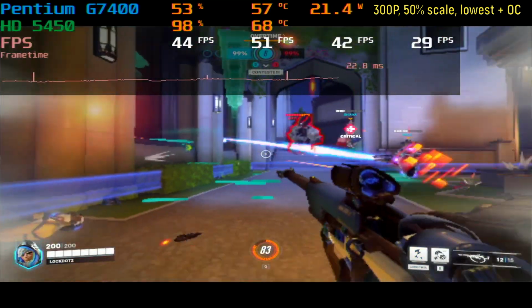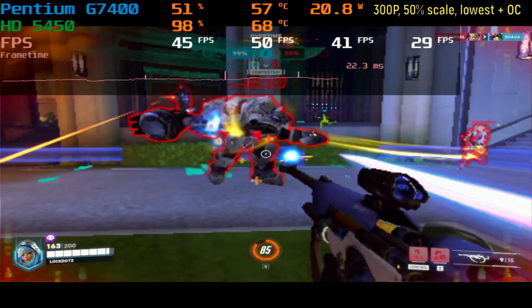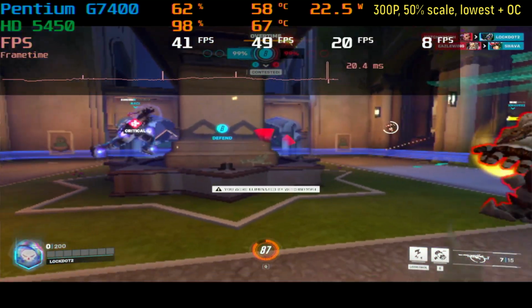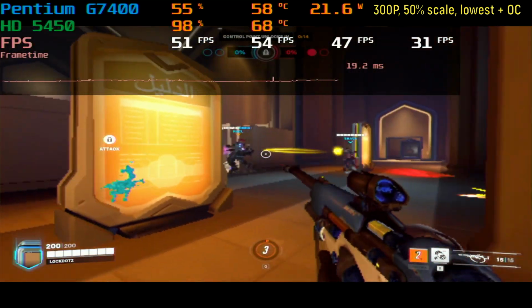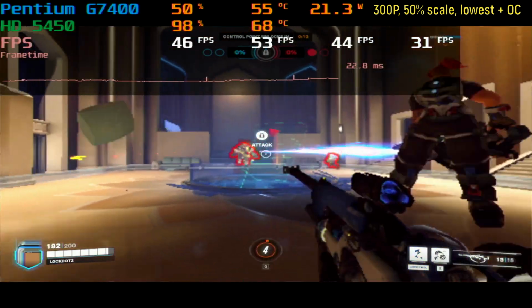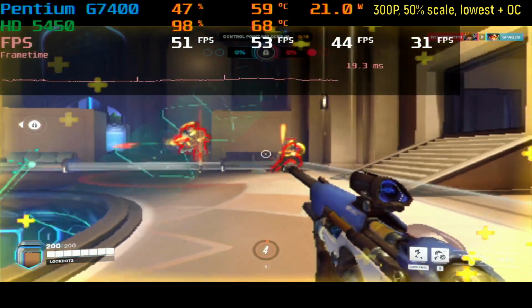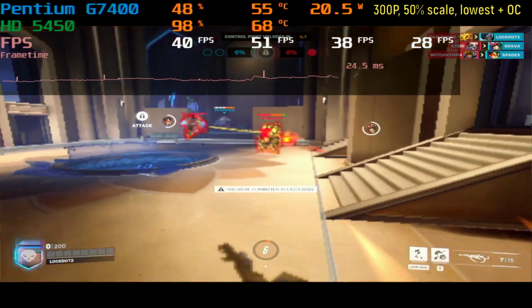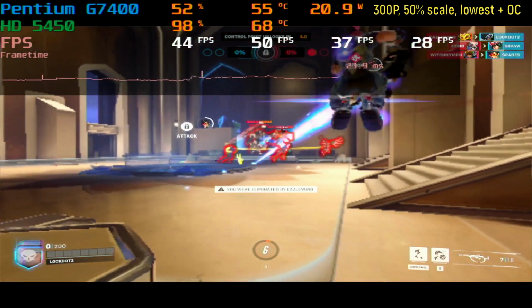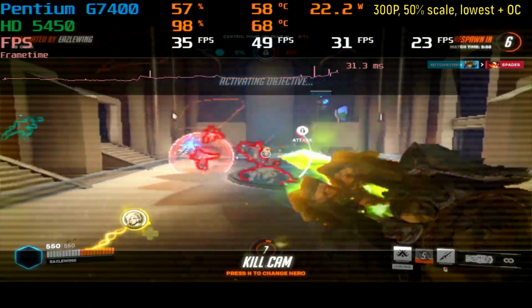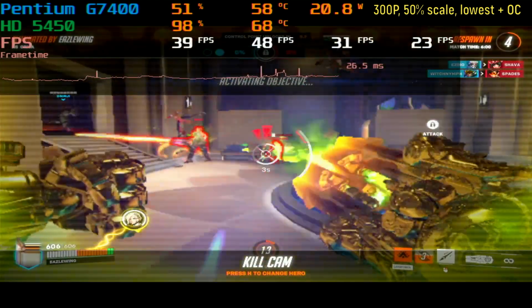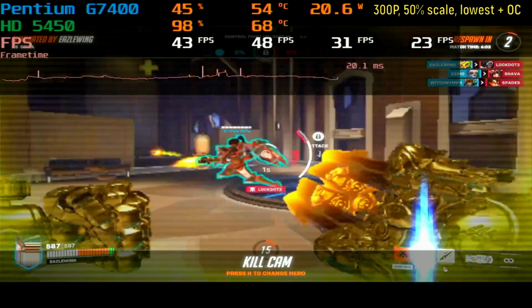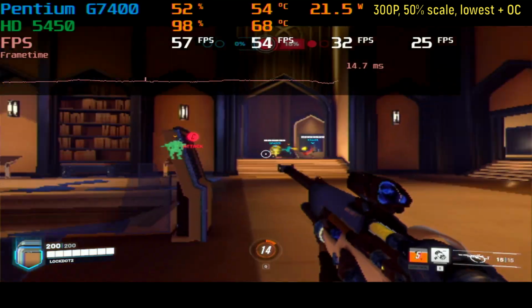Though, in windowed borderless mode, you can go lower. So in windowed borderless mode, it makes the game the exact same size as your desktop resolution. So I set my desktop resolution to 800 by 600. And by doing that, the game was running at 800 by 600 resolution with a 50% resolution scale, which would be 400 by 300, if I'm not mistaken.